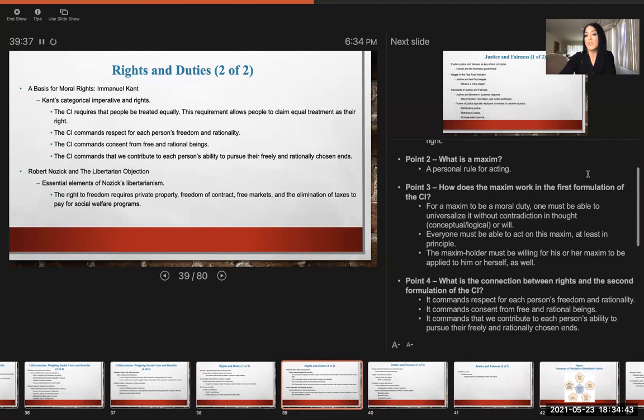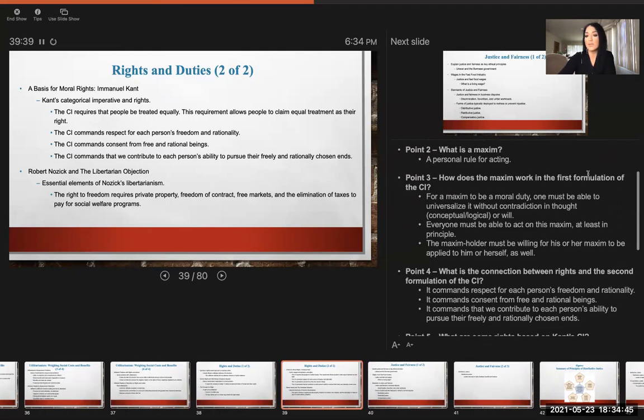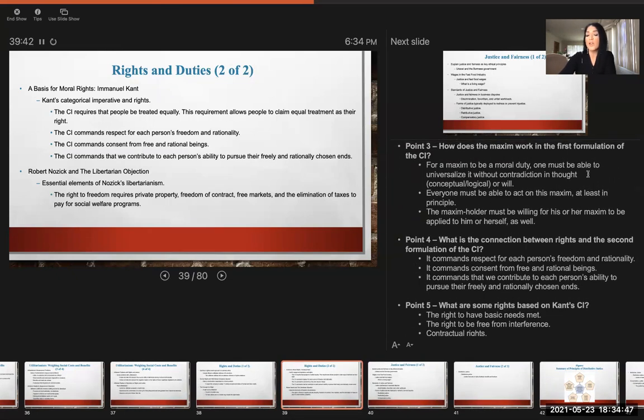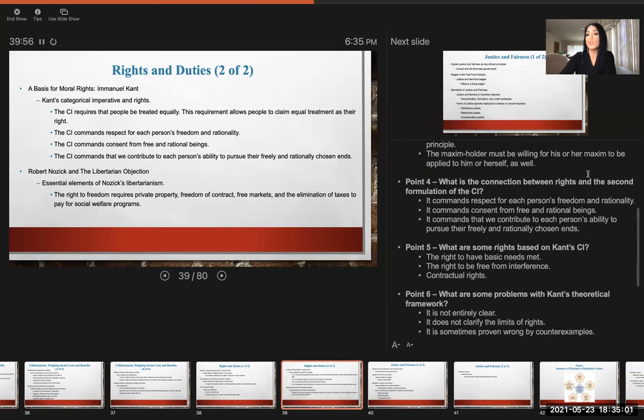What is a maxim? It's a personal rule for acting. How does a maxim work in the formula of the CI? Well, for a maxim to be a moral duty, one must be able to universalize it without contradiction in thought or will. Everyone must be able to act on that maxim, at least in principle, and the maxim holder must be willing for his or her maxim to be applied to him or herself as well.